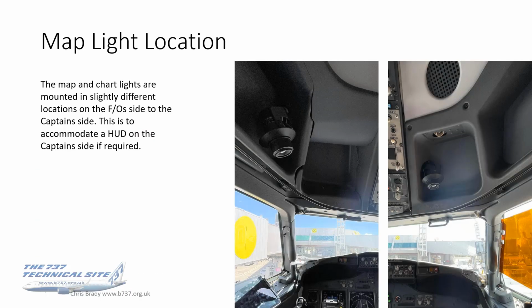The location of the map and chart lights are slightly different from the FO side to the captain side, which I've tried to show with these two photos here. I've never seen this written down, but I believe it's to accommodate a hood on the captain side if required, because that void where the lights are located on the FO side, on the captain side, is where the hood is located. So that's my logic, my theory for why it's in a slightly different place.